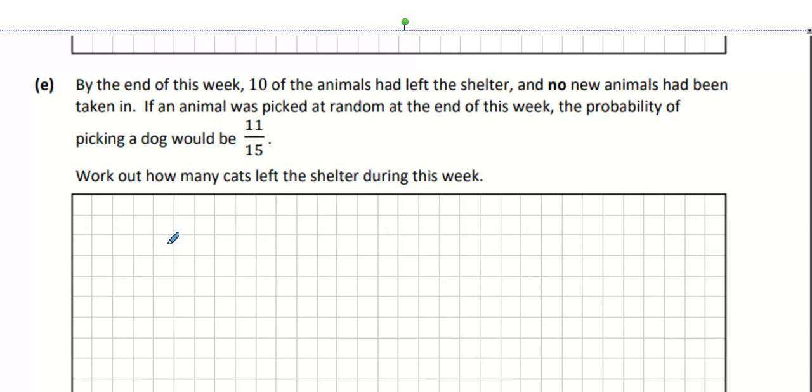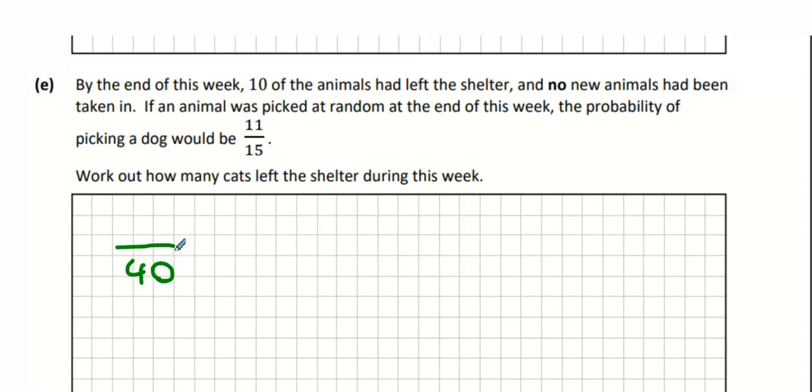What's the current probability of picking a dog? So go back to your table. How many animals did we have? How many dogs did we have? Okay. And how many cats do we have? 14. Okay. This is a very difficult question because I have to take out cats and dogs, don't I? I'll start taking out dogs. I'm just going to mess around with this and see what happens. I want to get to 11 over 15, don't I?